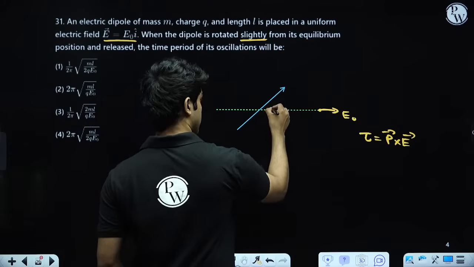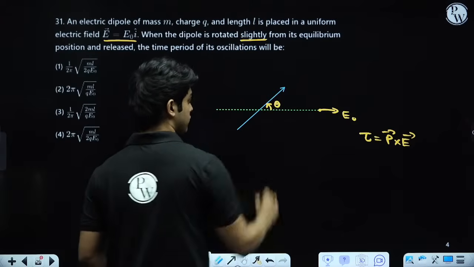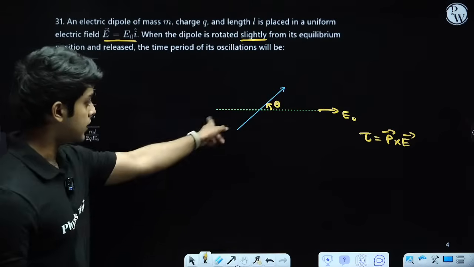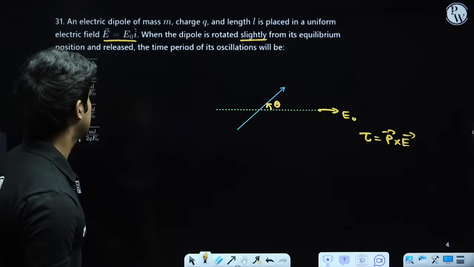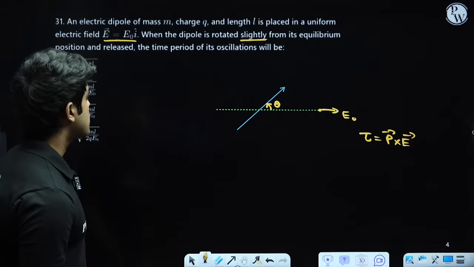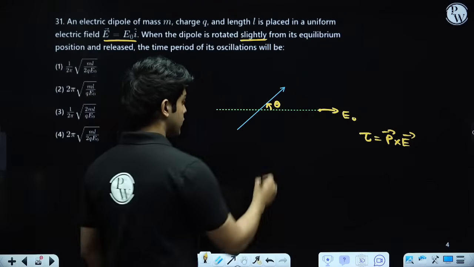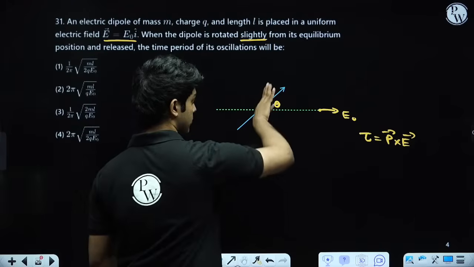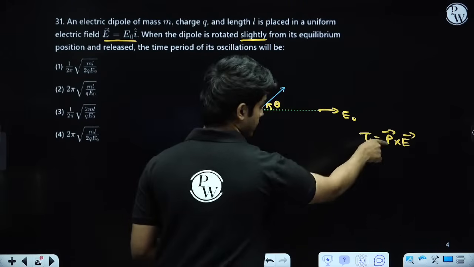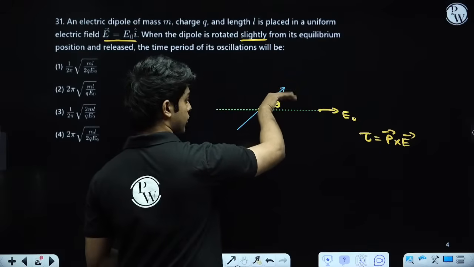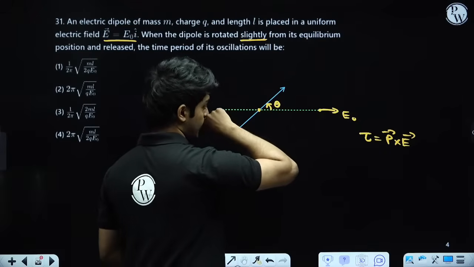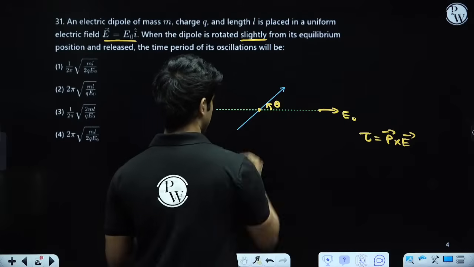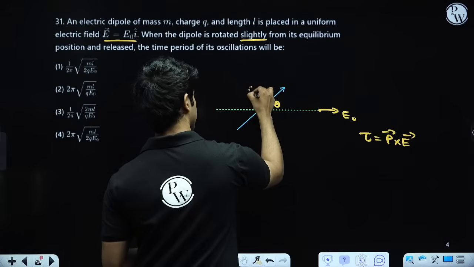So this angle is a very small angular displacement from the equilibrium position, the x-axis. Because of this, there will be a torque acting on the dipole which will bring it back. If you do P cross E, P is in this direction, and if you cross it with E, you'll get the direction as into the page. Into the page is x.